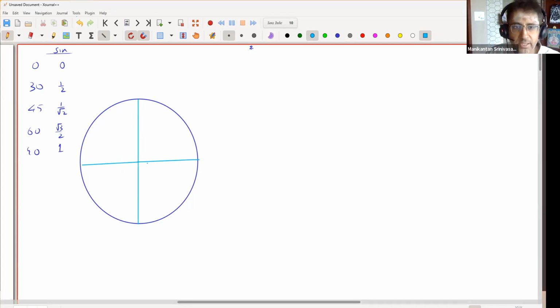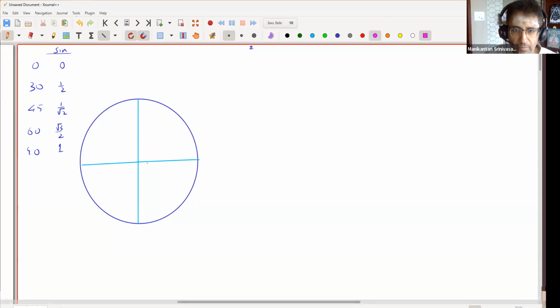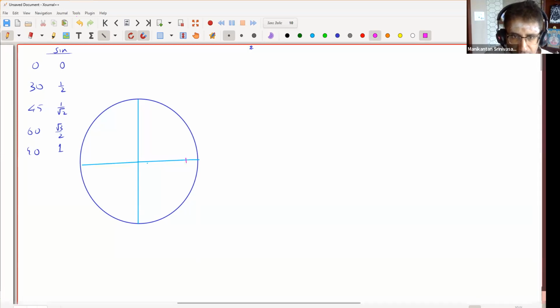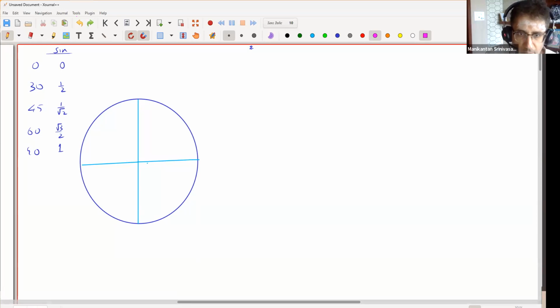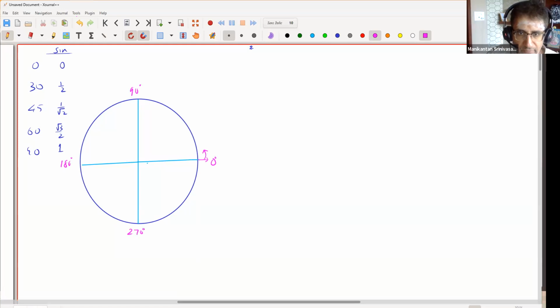Okay, so this divides the circle into 4 quadrants. Quadrant 1 is our most likable quadrant, right? All angles are positive here. Angles are always measured with respect to the positive x-axis. So angles are always measured from here, right? So this is 0 degree, this is 90 degree, 180, 270, and 0 is effectively same as 360, and so on.